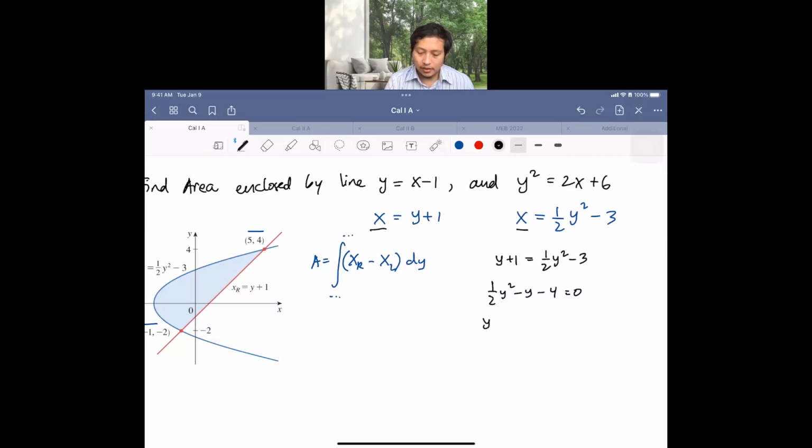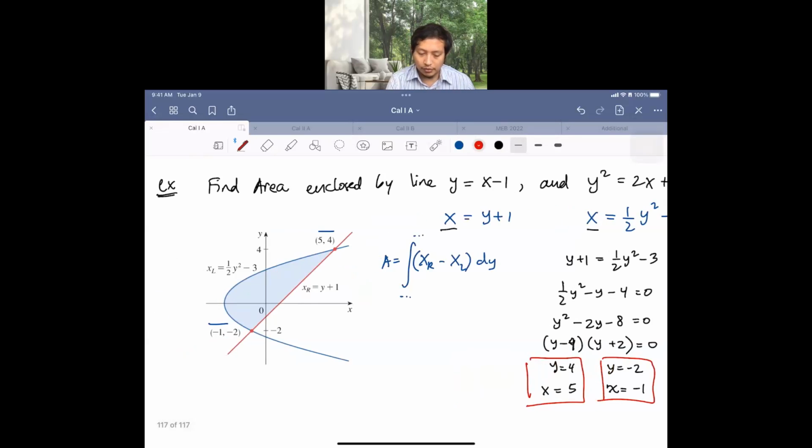And then we may take this, multiply by 2, and we get that this will be equal, this is 4, this plus 2. So y equals 4 and y equals -2. So from our equations, we get x, y plus 1 is 5, x plus 1 is -1. Okay, and that's how we get the point. We get the point, and this is how it looks like in the graph.